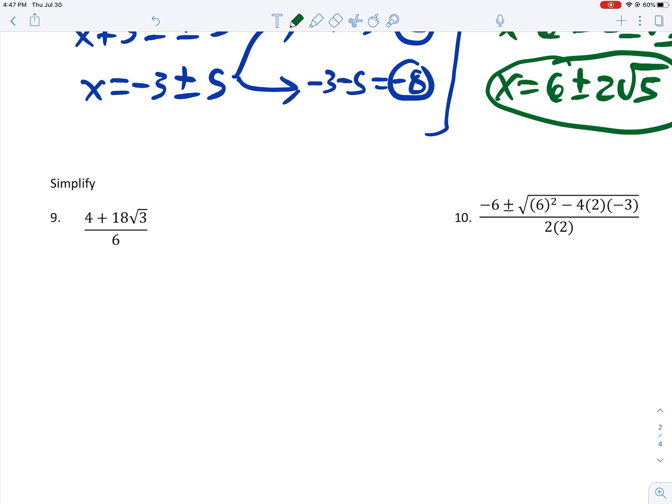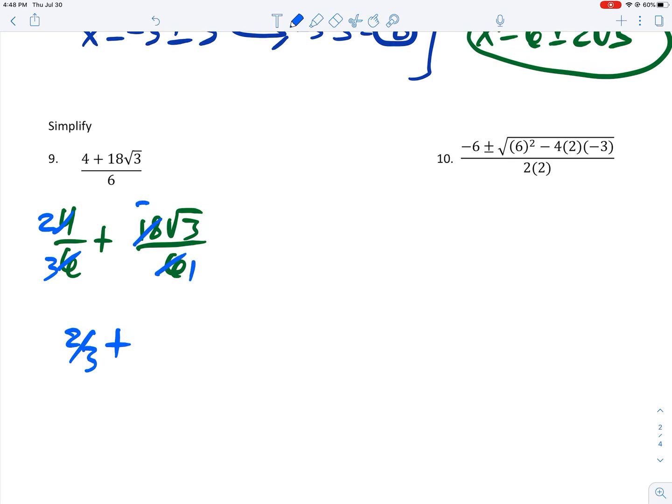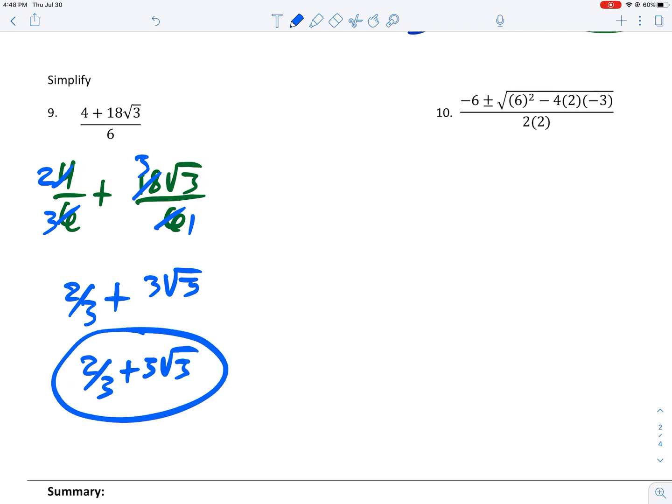So we're going to simplify this, right? One thing with fractions is you're able to split this up. So you can write this as 4 over 6 plus 18 root 3 over 6. And you can simplify, right? 4 over 6 is just 2/3. 2 goes into here 3 times, twice. 6 goes into there once, into there 3 times. So this would be 3 root 3. So this would be 2/3 plus 3 root 3. That would be your simplified answer.